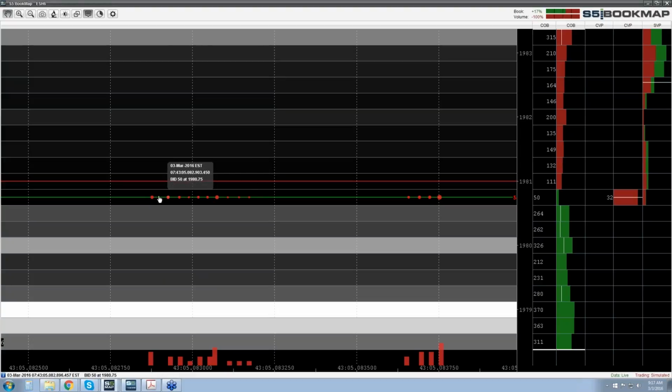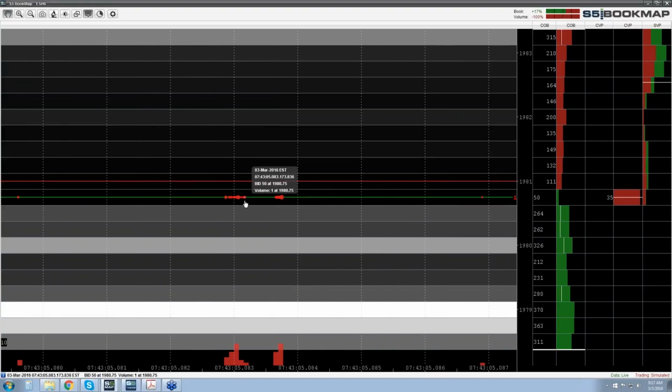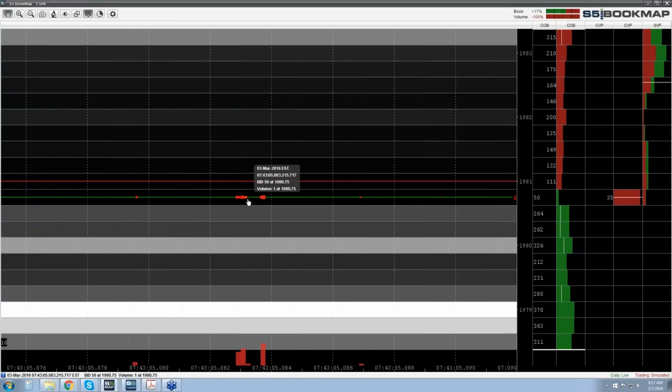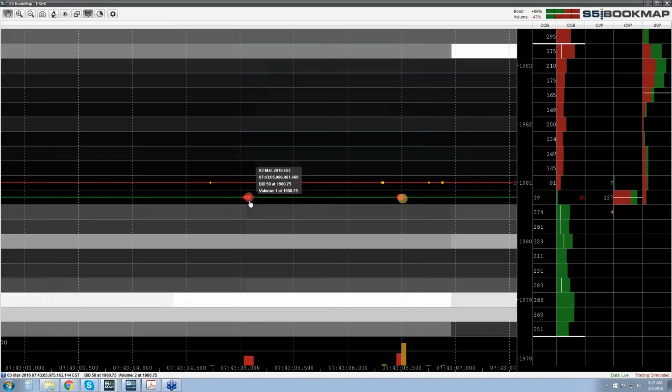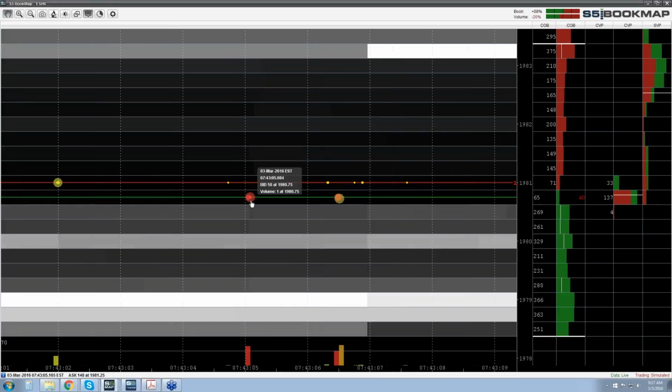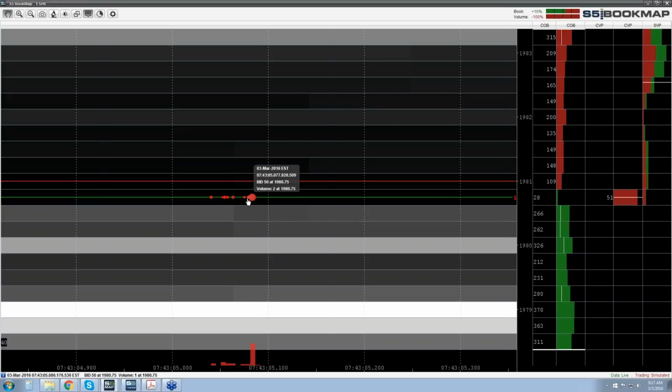Okay, so you see how quickly all of these trades took place. So if you need any sort of proof that these markets are dominated by the algorithmic activity, then I think that this is a pretty good demonstration of showing that. Now notice as I zoom out what BookMap is doing with this traded volume.